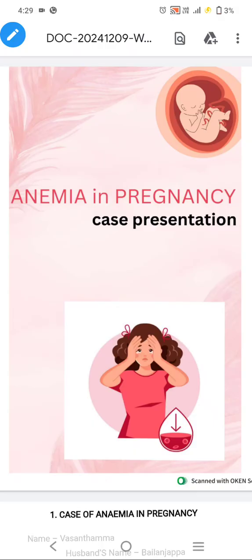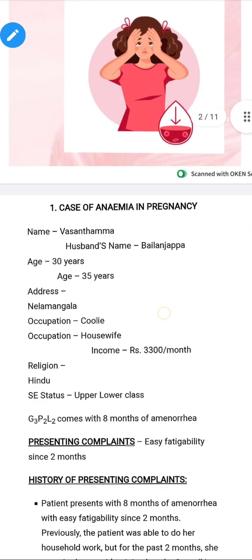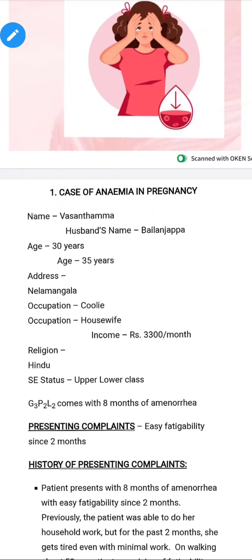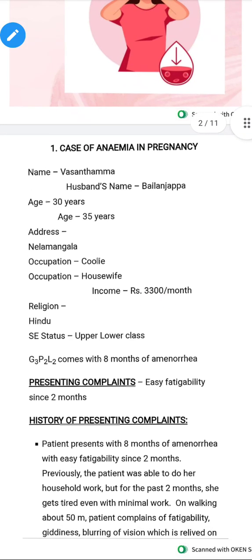Here I'll take a case presentation. First, I will start with anemia in pregnancy. As we discussed yesterday, we have to start our case by asking the patient's identification details: name, age, address, occupation, socioeconomic status, followed by parity index.